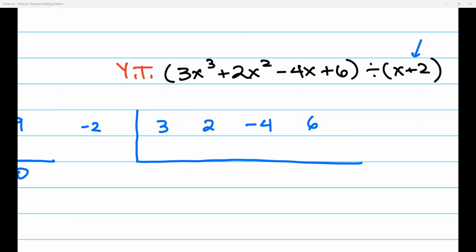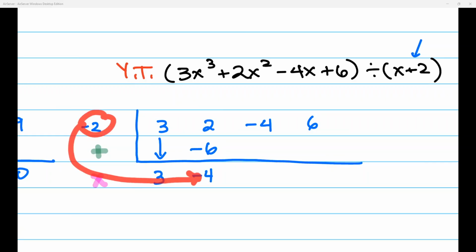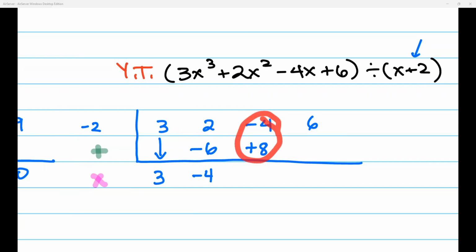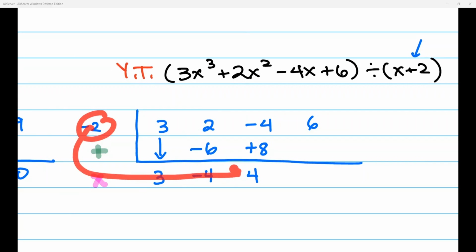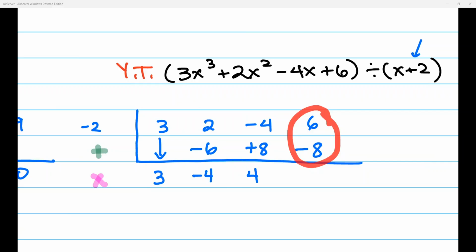We are going to add the numbers on the top and multiply by the numbers on the bottom. Take that first number, bring it down. That becomes a 3. -2 times 3, that's a -6. 2 plus -6, that's a -4. -2 times -4, that's a +8. -4 plus 8, that's a +4. -2 times 4, that's a -8. 6 plus -8, that's a -2. And because that's my last number, that's my remainder.